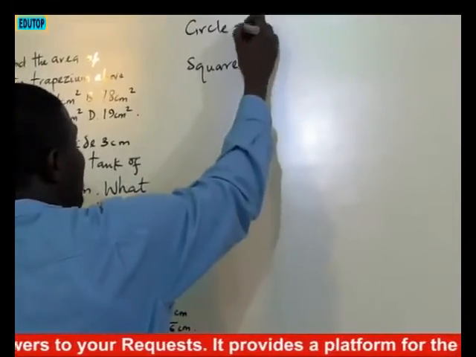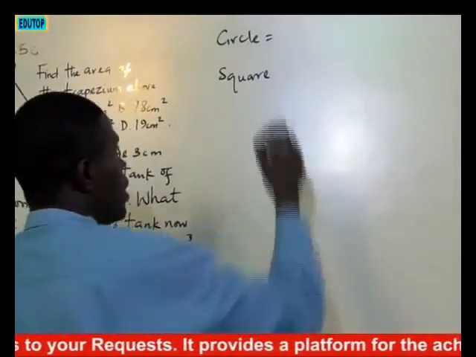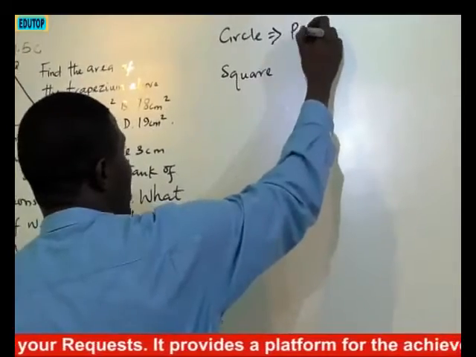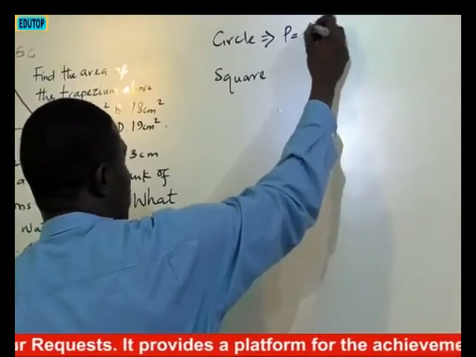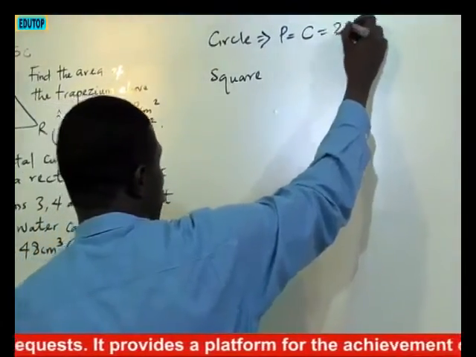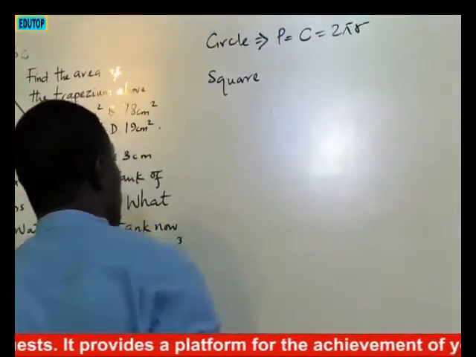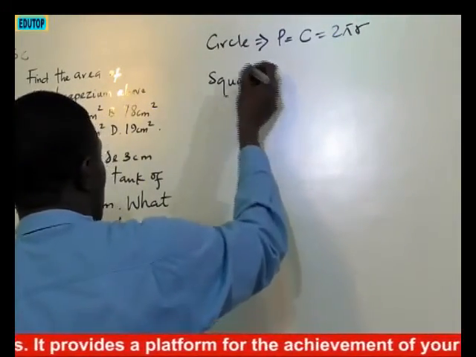Perimeter of a square is the same thing as what? Circumference of a circle. So what is the formula for the perimeter of a circle, which is the same thing as the circumference? It has a formula 2 pi r. Take note of that.